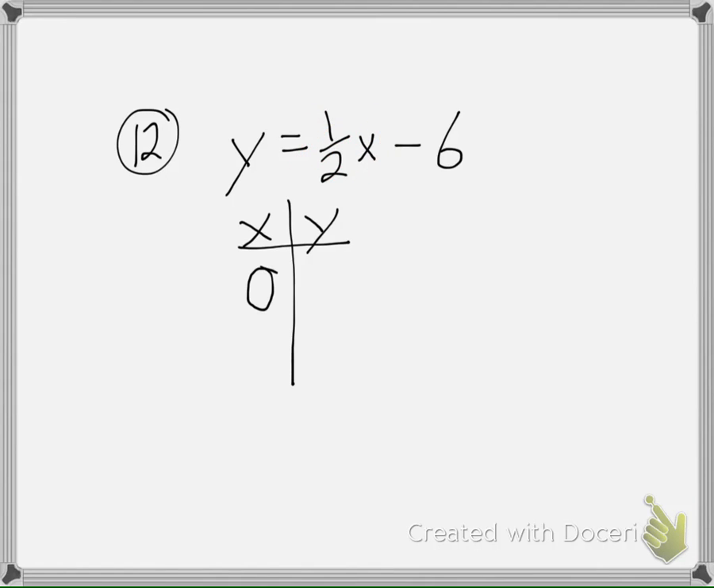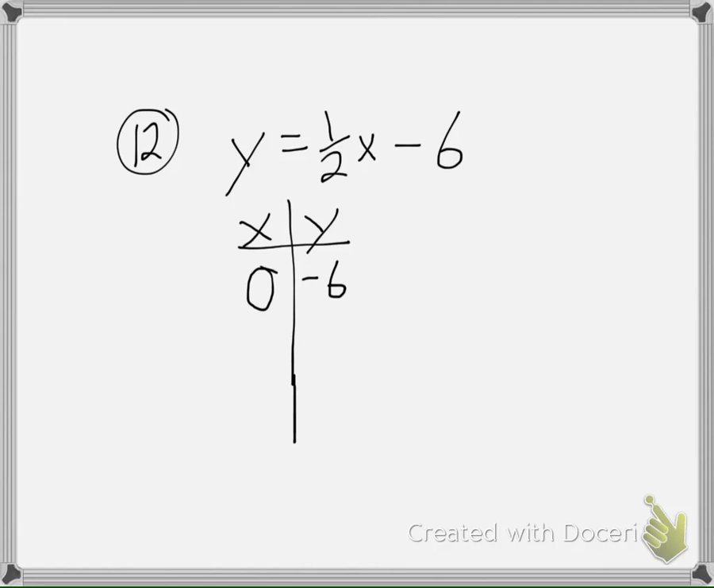So, if x is 0, y equals negative 6. That's one of my values. Now, I need to pick other values for x. One recommendation here is I really don't want to use 1. Why? Can anyone tell me why 1 is not a good choice?